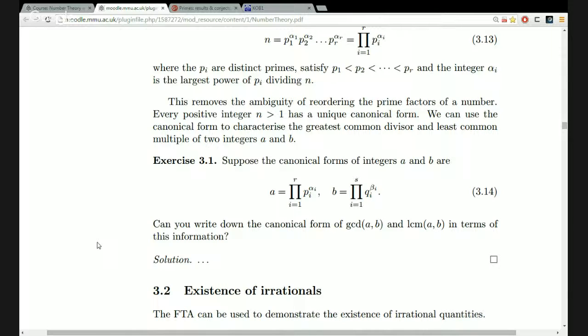So A can be written as a product of these primes Fi. Each Fi has an exponent alpha i. Similarly, B can be written as a similar product with different exponents, perhaps. And each exponent is greater than or equal to 0. So the alpha i and the beta i are greater than or equal to 0. If any particular alpha is equal to 0, that means that the corresponding F does not divide A. Similarly, if one of these beta exponents is 0, it means that the corresponding F does not divide B.